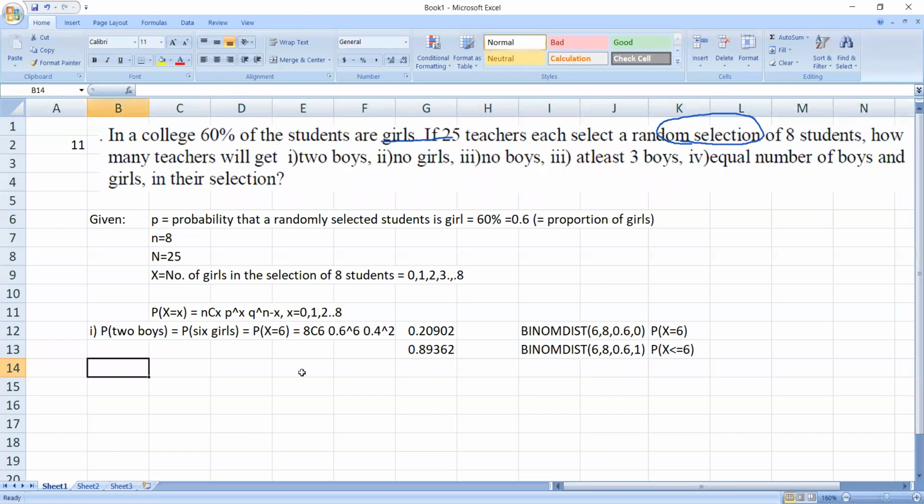That's the main thing. Now, the question we need to answer is how many teachers. This P of X is equal to 6 is telling that if you conduct an experiment, that is, if you select 8 students randomly in that particular situation, the chance that you will observe 6 girls is 0.2090 per selection.